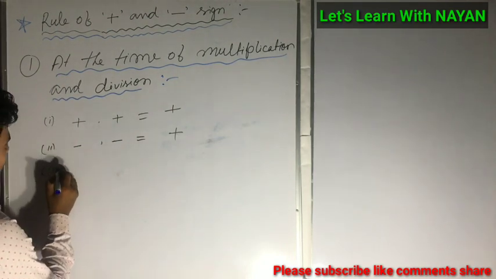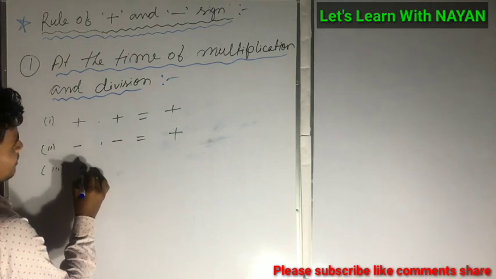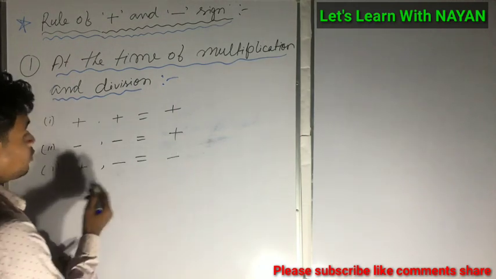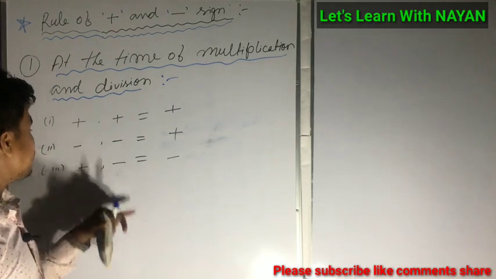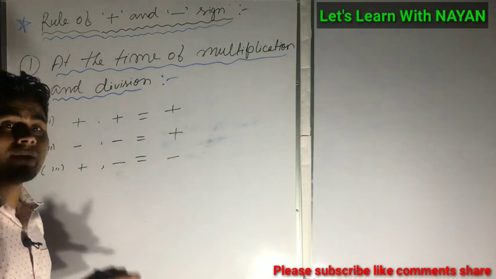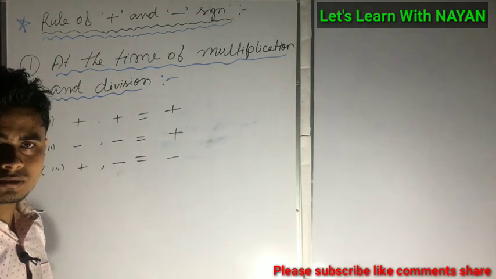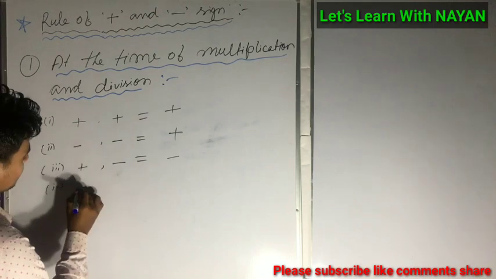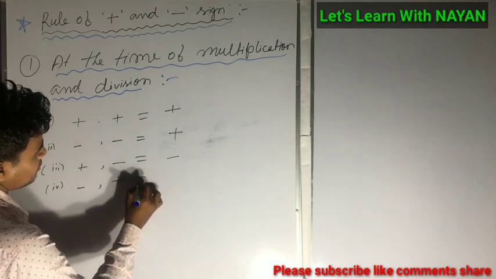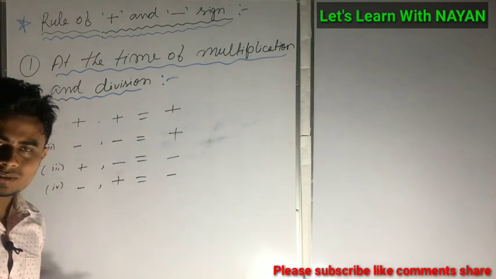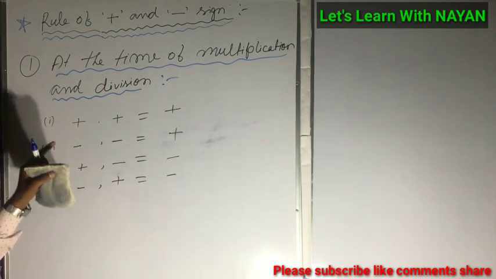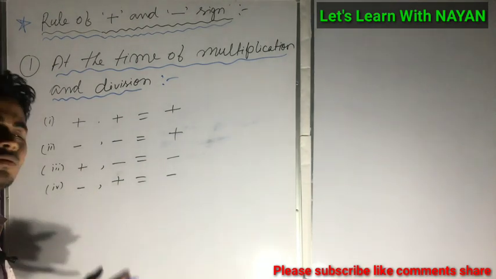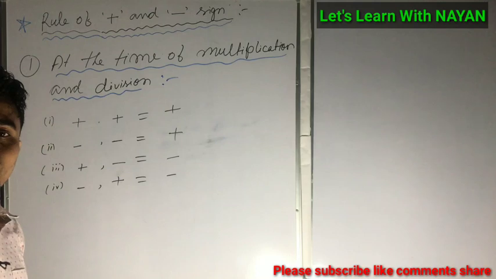Next, third rule: plus and minus, it will become what? Minus. Whenever we divide or multiply this plus with this minus sign, we will get minus. Then rule number 4: this minus plus comes out as minus. Whenever we multiply or divide this plus sign with this minus sign, or minus sign with this plus sign, we will always get minus sign.